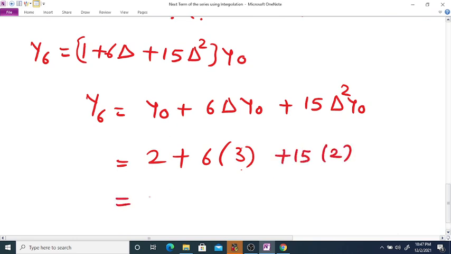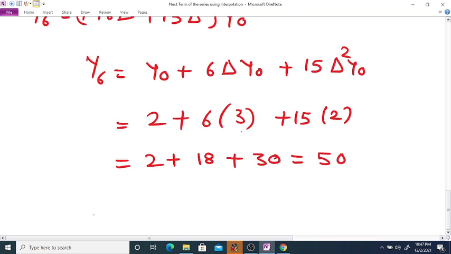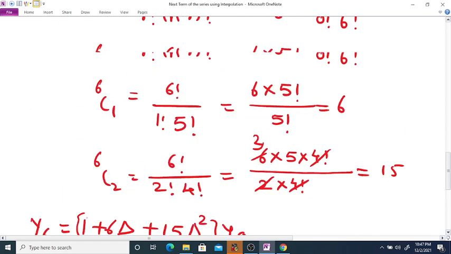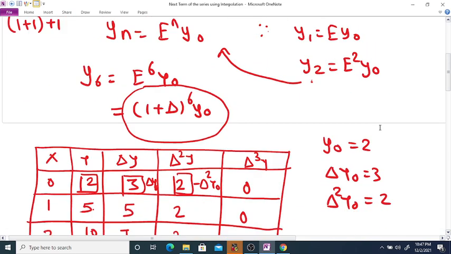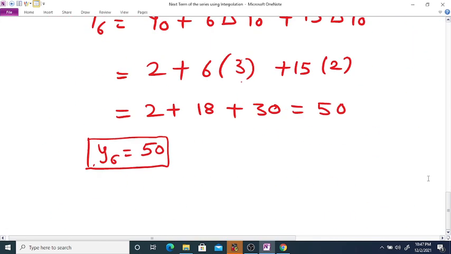So if you simplify this, this is equal to 2 plus 18 plus 30. So this is equal to what? 50. So y6 is equal to 50. So here you can see the seventh term of this series will be 50.